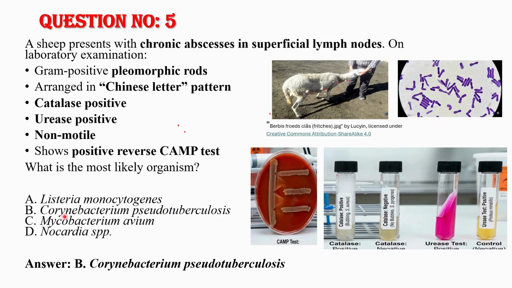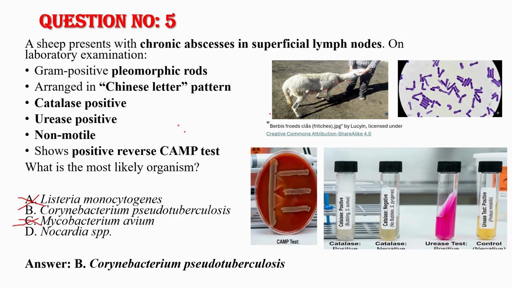Now systematically we will eliminate the other options. First one is Listeria monocytogenes. Although it is gram-positive, it appears as a short rod, not pleomorphic, and most importantly, it is motile, so it doesn't fit. So we can cut this out. Next is Mycobacterium avium. It would be acid fast due to its mycolic acid-rich cell wall and would not appear as Chinese letter formation. So we can exclude that also.